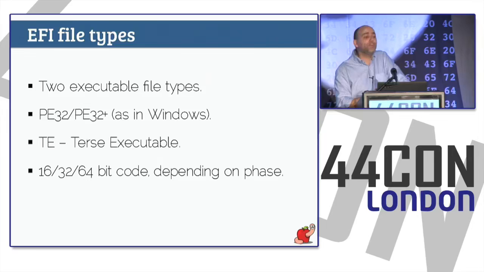Important things. There are two EFI file types I've shown you in that screenshot. If you don't like Windows, you are going to learn the PE format, because the format that they use is PE, PE32 plus, which is for 64-bit binaries. There's another format, the TE, Terse Executable, which is essentially PE with small modifications. And you'll see 16-bit, 32-bit, and 64-bit code in the binaries, because it starts in 16-bit, goes to 32, and then finally goes to 64-bit code. So you need to reverse all different kinds of code.